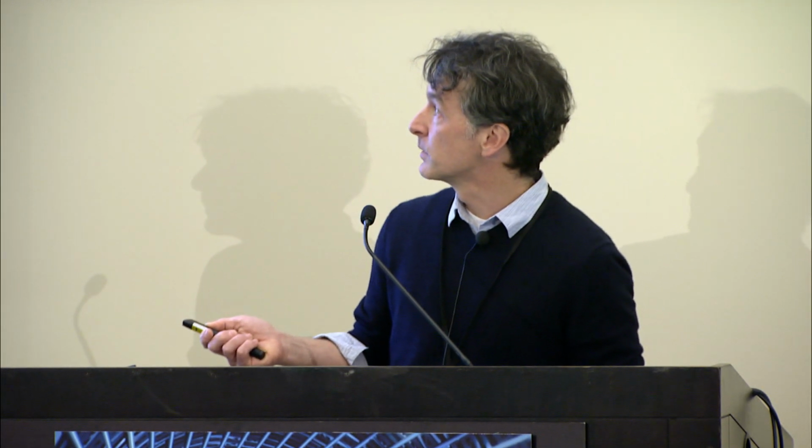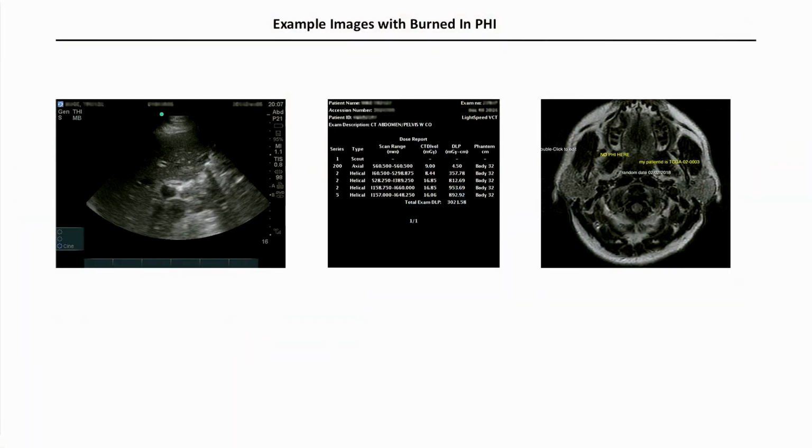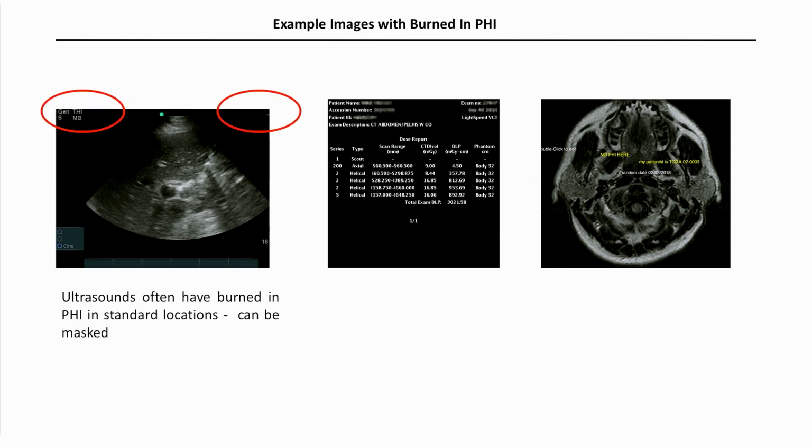So, some examples of imaging data with burned-in text. Ultrasounds tend to have text burned into standard locations, which is helpful because we can identify that and just mask those regions out uniformly. However, all the images still need to be interrogated to see if there's PHI in non-standard locations.